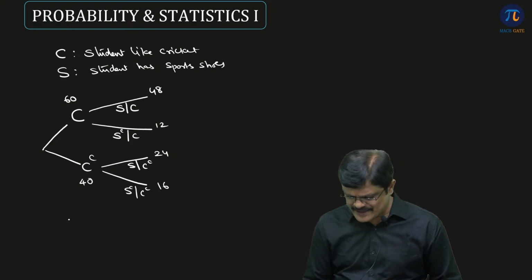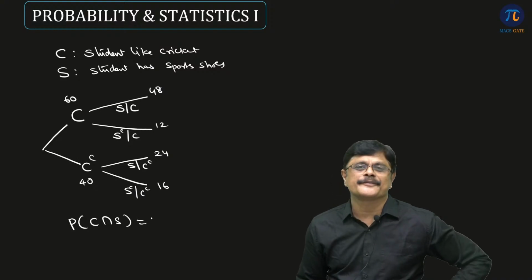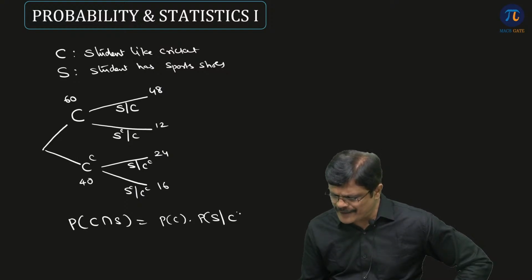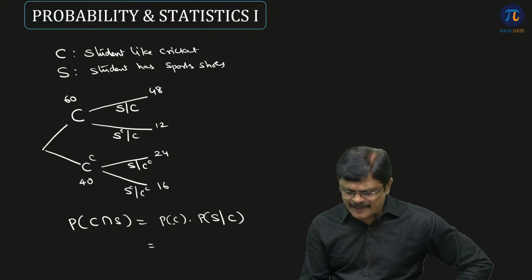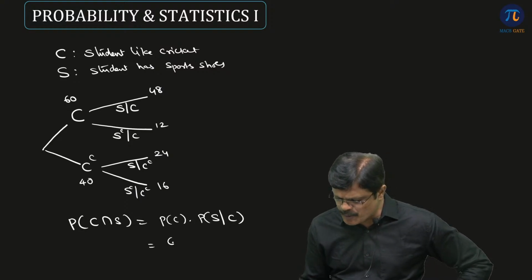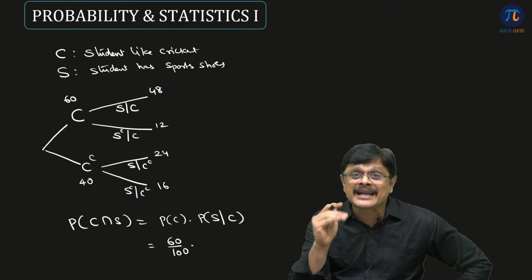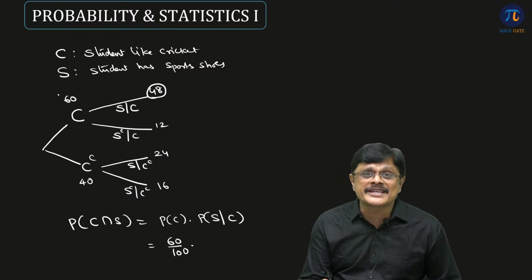Now the question is, what is the probability that a student likes cricket and is having sports shoes? So you can say the probability that he likes cricket, and the probability that he is having sports shoes when he likes cricket. Now what about this? He likes cricket means out of 100 it is 60. It is probability, so 60 out of 100. Now he is having sports shoes when he is liking cricket. So how many people? 48 out of 60 people.